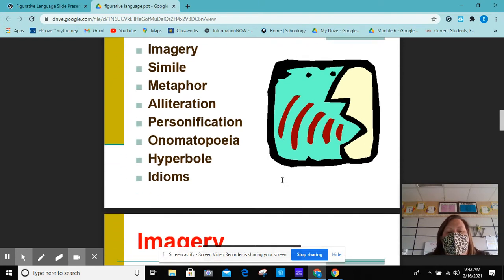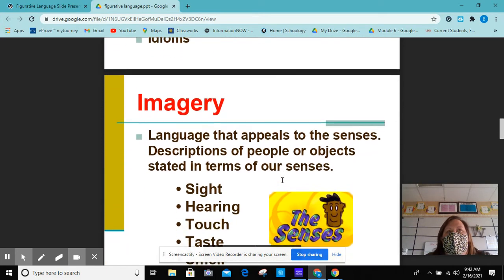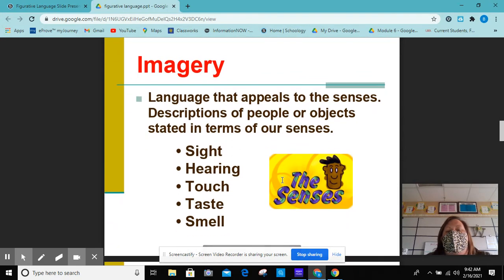All right. We're fixing to go over them. All right, imagery. Listen, imagery is language that appeals to the senses. All right, language that appeals to the senses. What are the five senses? Sight, hearing, touch, taste, and smell.